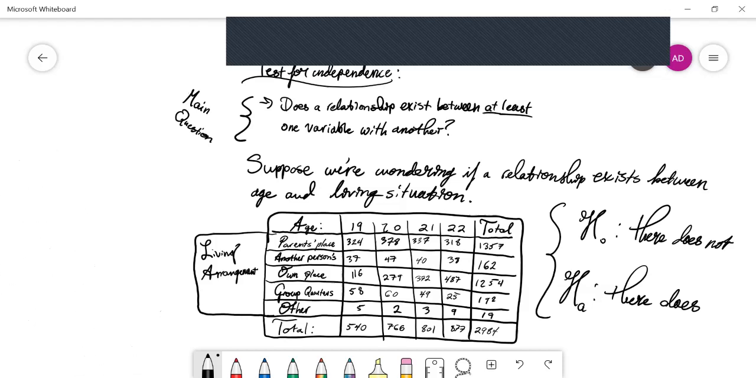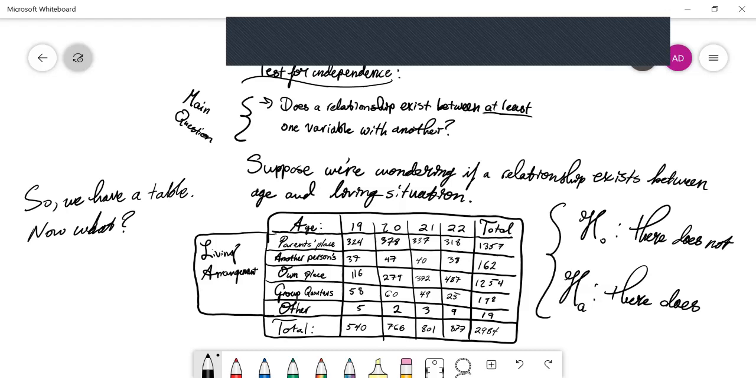Okay. So essentially, now that you have some data table, you surveyed people ages 19 to 22, you added the total up for that, you asked their living arrangement, okay, you get this table. So we have a table. Now what? What you want to do is you want to start processing your data.